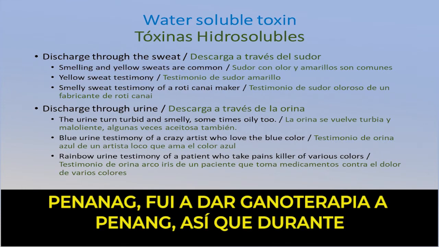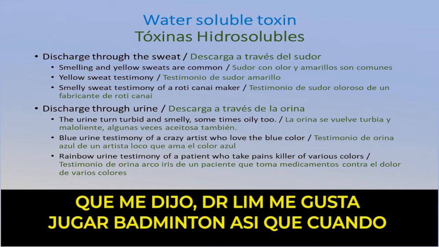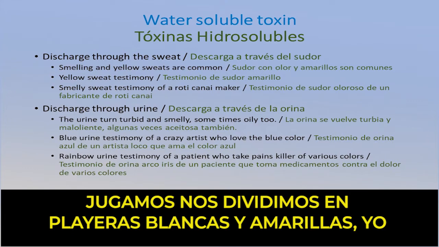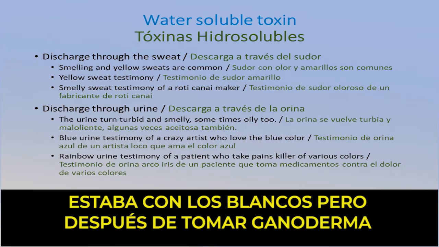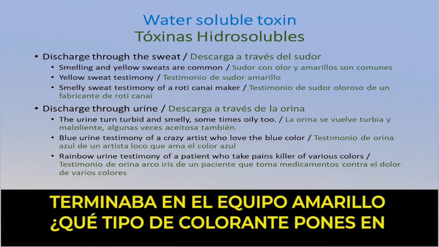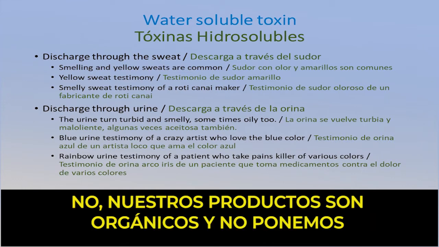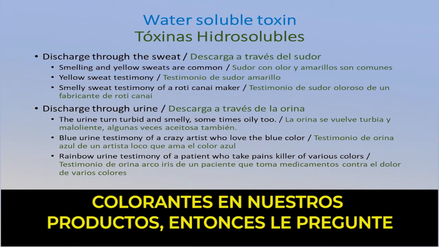So I can give you a few testimonies, the yellow sweat testimony. That time in Penang, I went to Penang for Ganoterapy. One night during the Q&A, there's one member. He said, you see, Dr. Lim, I like to play badminton. In our badminton, we divide into the white shirt team and yellow shirt team. I'm in the white t-shirt team. But after taking Ganoderma, when I sweat, my t-shirt becomes yellow. Then I become the yellow team. What type of color do you put into your products to make my sweat turn yellow? I told him, our products are organic products. There is no yellow color. We do not put color into the products.